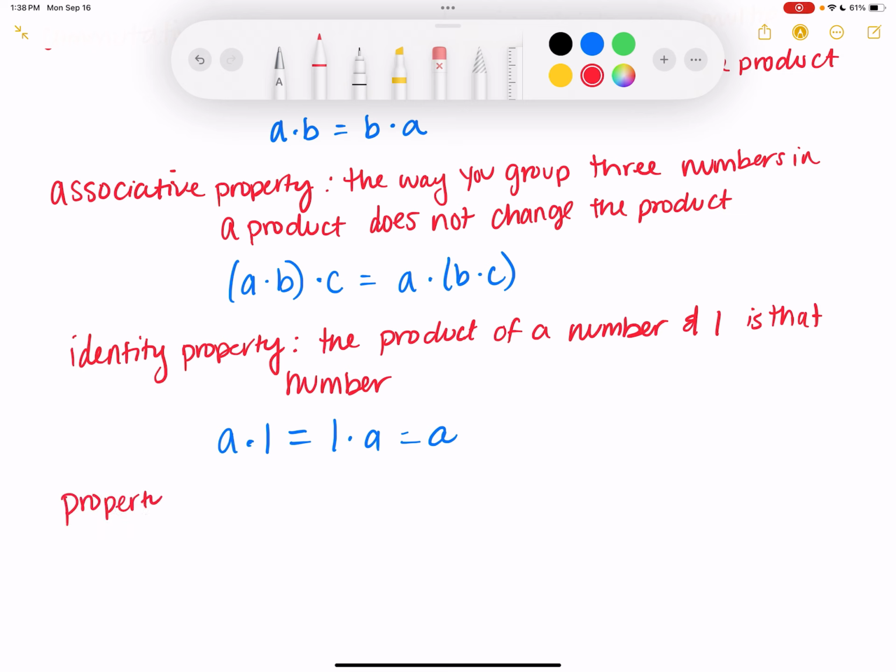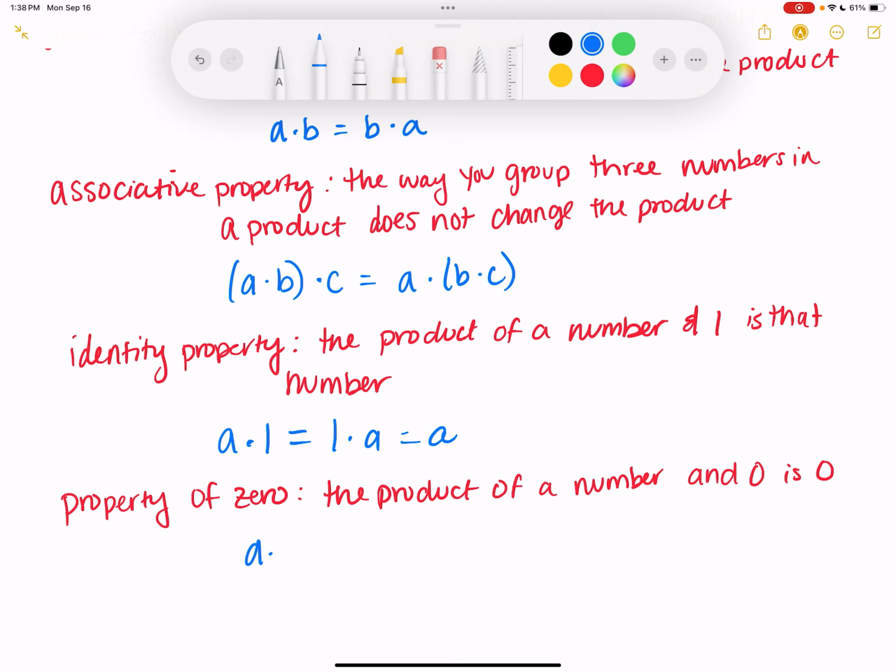The property of 0 says the product of a number and 0 is 0. So A times 0 is equal to 0 times A is equal to 0.